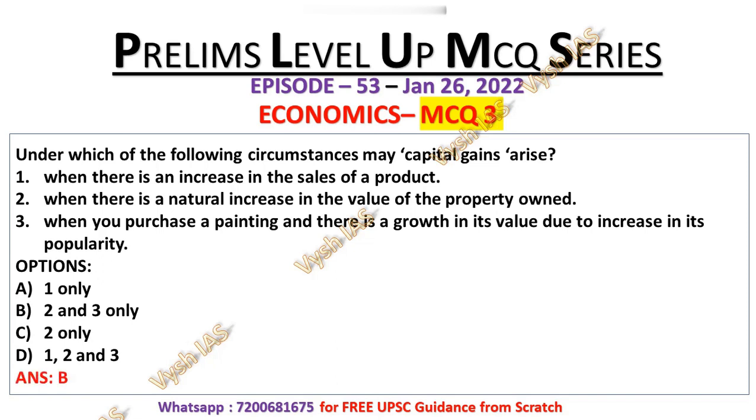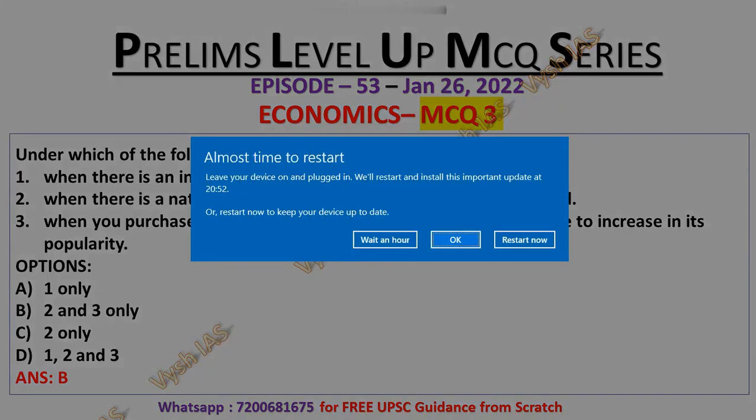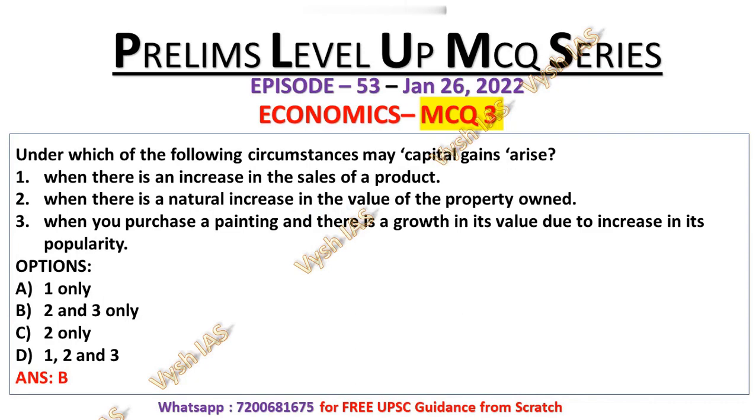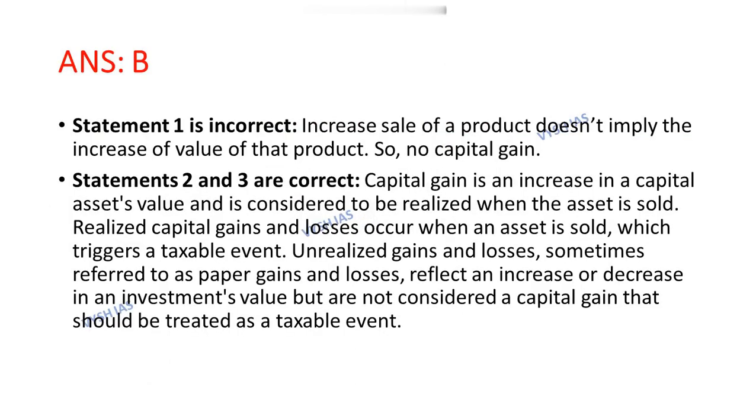So the answer will be option number B, that is 2 and 3, which means that statements 2 and 3 are correct and statement 1 is incorrect. Now let's look at the explanation. Statement number 1 is incorrect because increased sale of a product does not imply an increase in the value of that product. So no capital gain. That's why statement number 1 is incorrect.